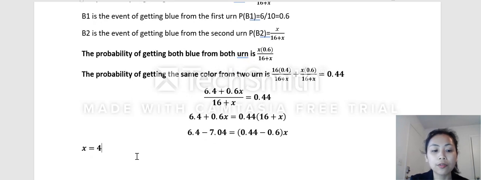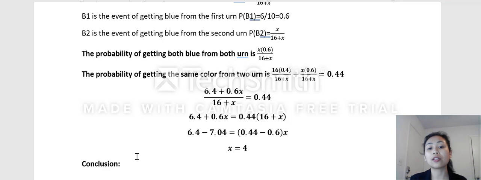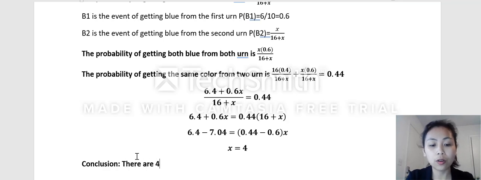So x is 4. Therefore, we have the conclusion. If you found out the answer is not a whole number, there must be something wrong you did in your solution. So there are 4 blue balls in the second urn.